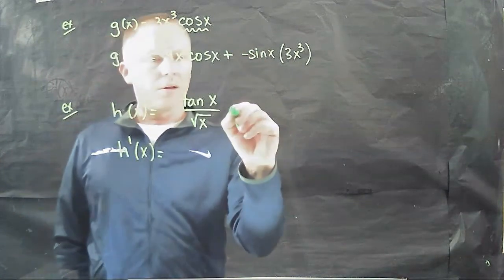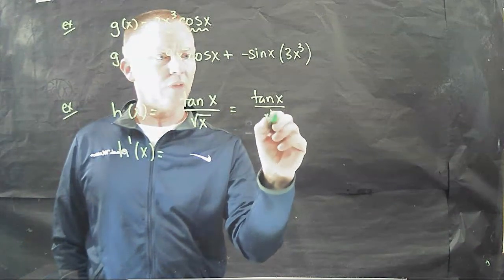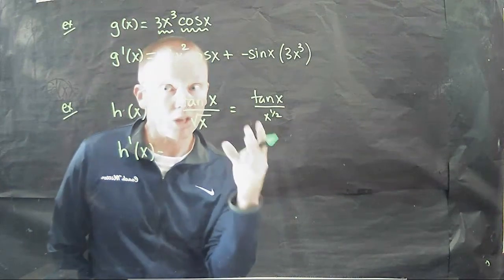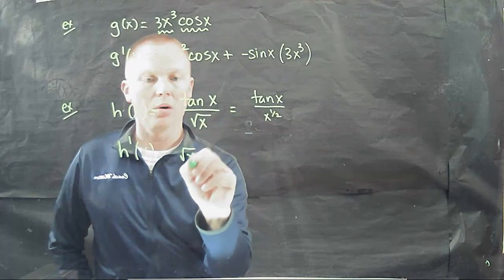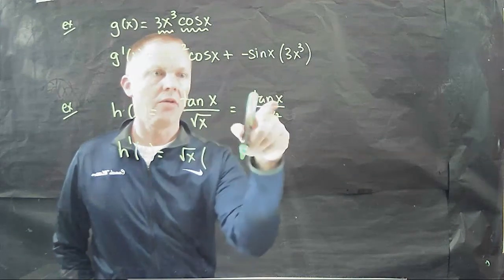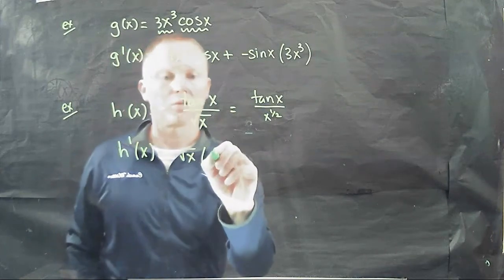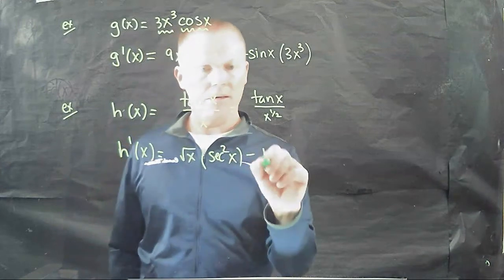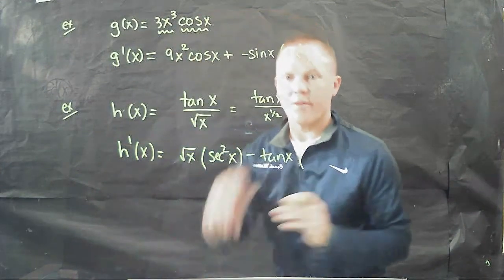So, like I said, we're going to write that as tangent of x over x to the 1/2 just to help us. Okay? So how are we going to do this? We're going to do the quotient rule. So that's low, d high. What's the derivative of tangent of x? Flip back to your notes. Secant squared minus high, d low. Now what's the derivative of x to the 1/2?